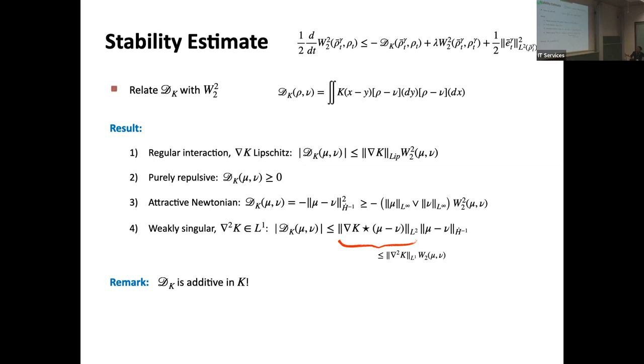Okay, so just a short remark: dk is additive in k. What this means is that you can take your k and play around. You can slice your k, you can add something repulsive, attractive, you can do whatever you want as long as all of these are satisfied. All right, so now we're okay with this term. This term is just controlled by some constant, assuming again that you can bound the L infinity norm of the measures uniformly in gamma.